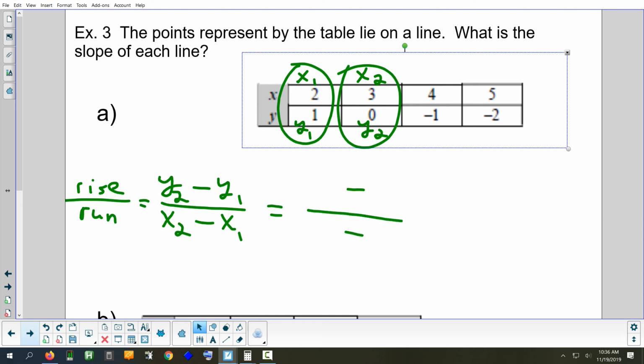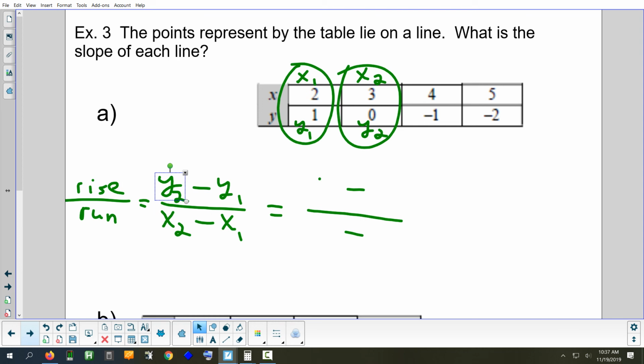Go like this first. Always set it up like that. And now fill in the 4 spots. Kayla, what's Y2? 0. Blake, what's Y1? 1. How about Princess, what's X2? 3. How are you getting this? We're just copying these numbers from this table. We're copying these 4 numbers into these 4 spots. So what's X1? 2.